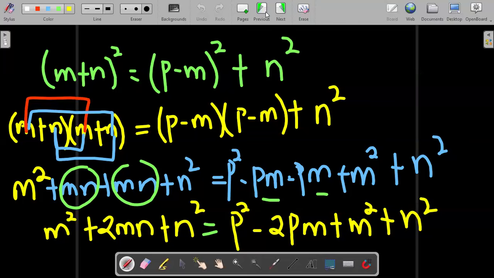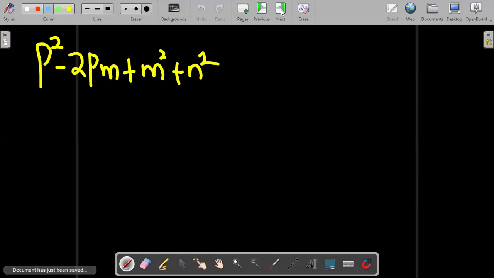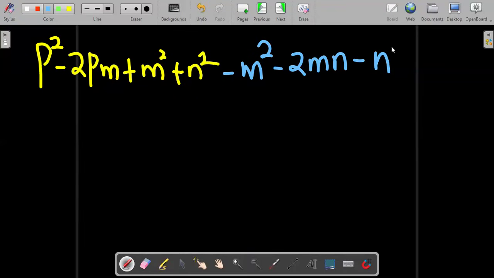I want to transfer now. If I'm transferring this m squared to the right-hand side, it becomes minus. If I transfer this 2mn, it becomes minus. If I transfer n squared, it becomes minus. So I'm going to have minus m squared minus 2mn minus n squared. So there's nothing left on the other side. The result is now 0.